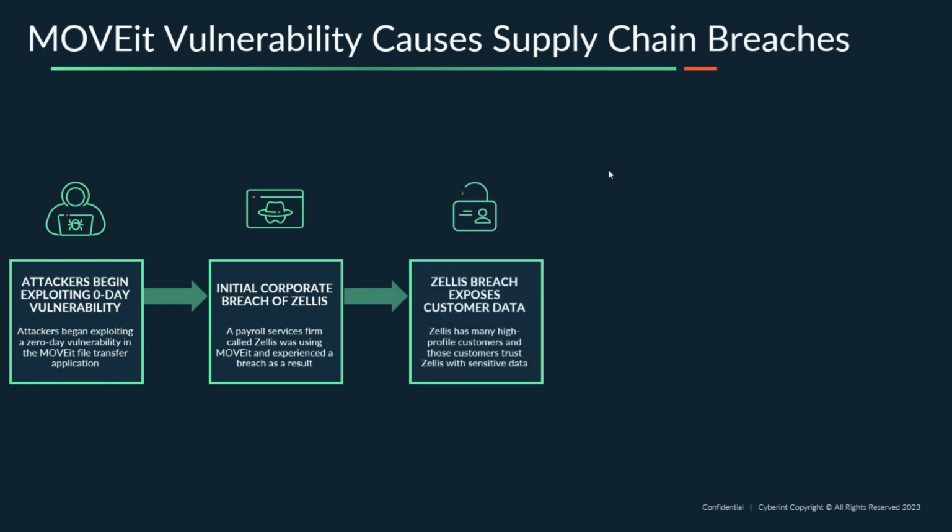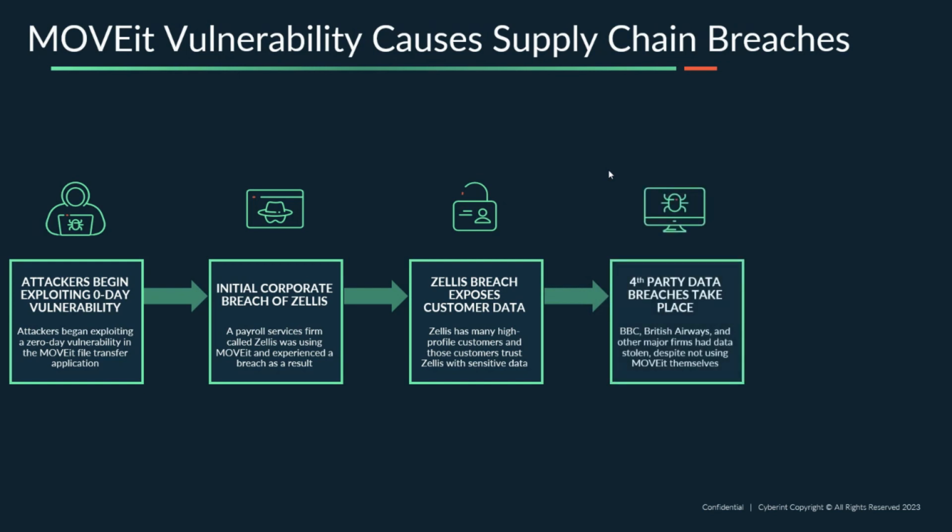But when Zellis was breached, being an HR company, it's not just Zellis's private information that was leaked. It was actually the private information, the PII, of all of Zellis's customers. So in essence, these customers, by the way, happen to include BBC, British Airways, and other major firms. So all of these firms were actually breached because of a vulnerability in MOVEit, which they were not even using. Right? So this kind of gives you an idea of the complexity of detecting and preventing attacks that emanate in third parties.